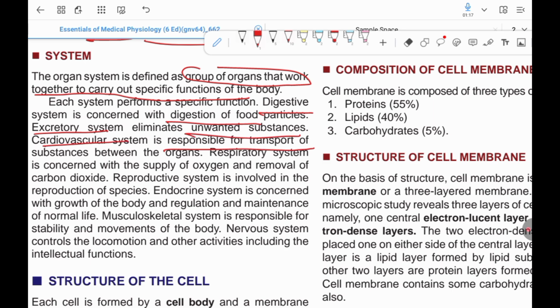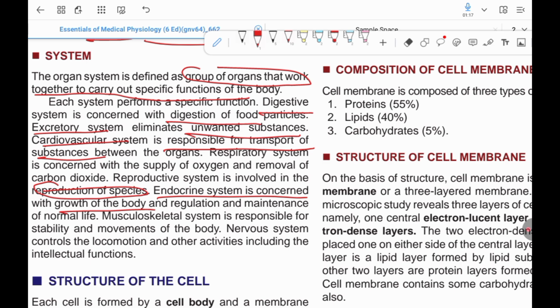The excretory system eliminates unwanted substances. The cardiovascular system is responsible for the transport of substances, and its main function is also the transport of gases. It transports oxygen from the heart to tissues and carbon dioxide from tissues to the lungs. The respiratory system is concerned with the supply of oxygen and removal of carbon dioxide between the lungs and the environment. The reproductive system is involved in the reproduction of the species. The endocrine system is concerned with the growth of the body.